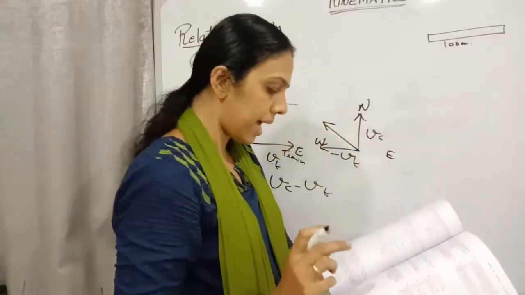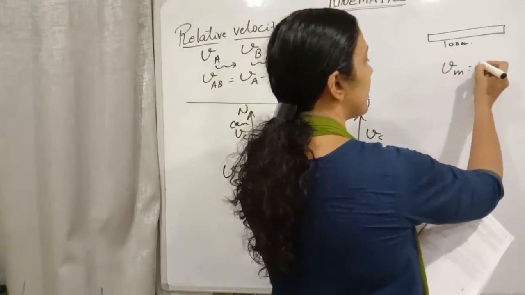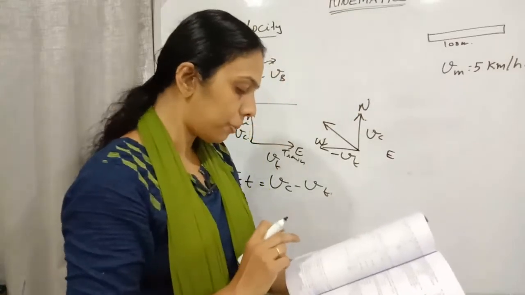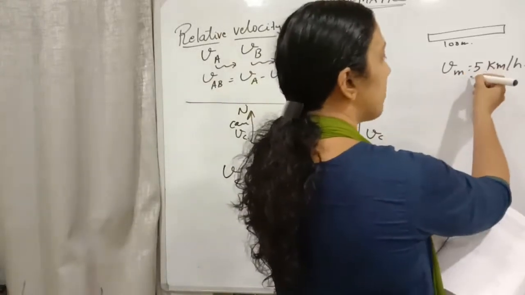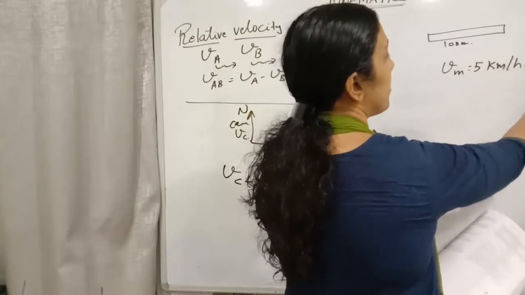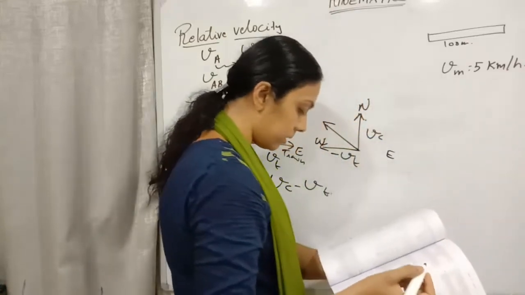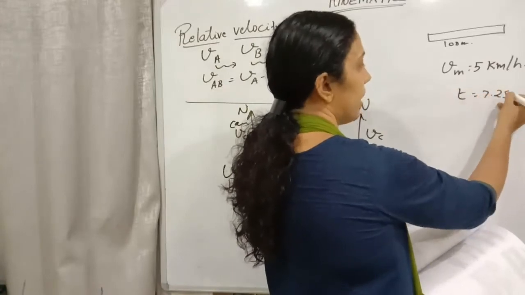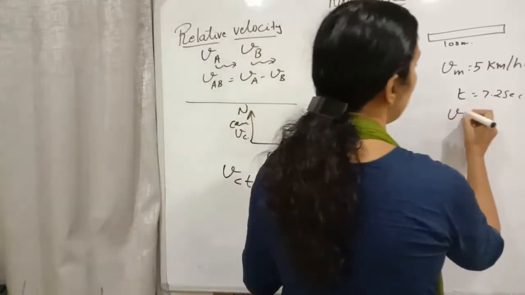And crosses a man traveling at a speed of 5 km per hour. The man is moving in the opposite direction to the train, and the train crosses him in 7.2 seconds. What will be the velocity of the train? It's asked for the velocity of the train.